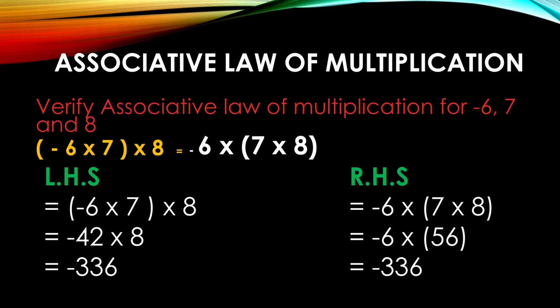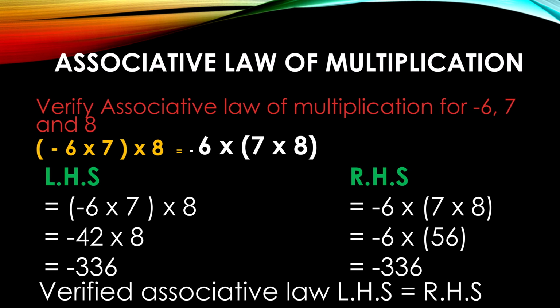Now on the right hand side we have negative 6 into bracket 7 into 8. 7 into 8 is 56. So we have negative 6 into positive 56. Again we have negative 336. So it is proof of the associative law, that left hand side is equal to right hand side for multiplication.